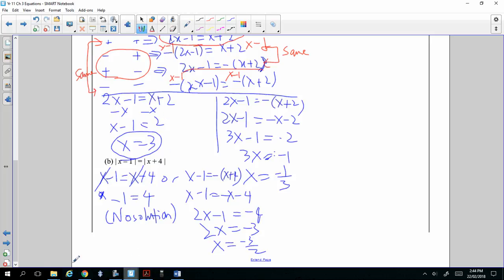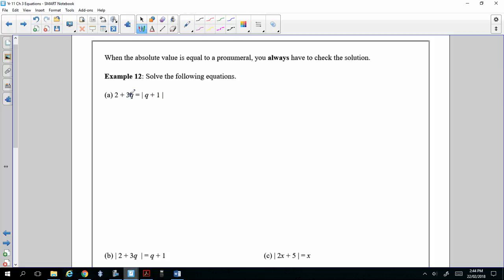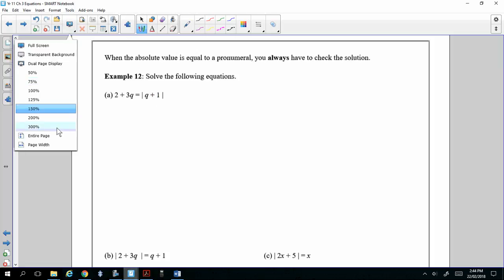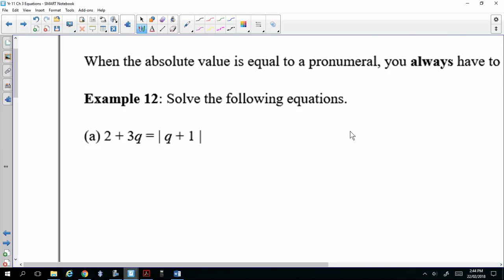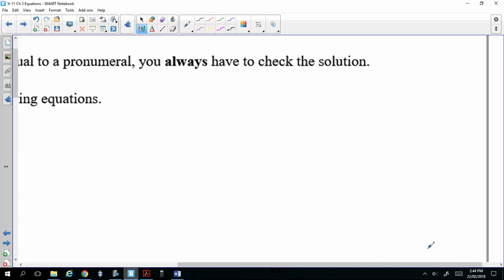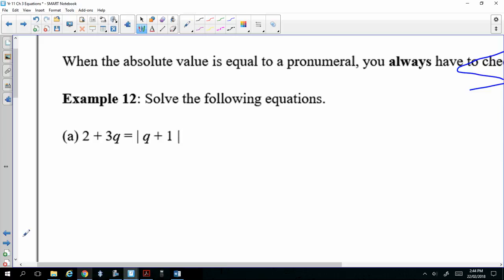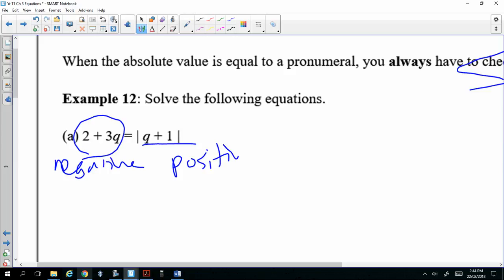Let's turn to the next page. What if you have an absolute value on one side, no absolute value on the other side? You just do two cases as well. But the only thing extra you have to do is to check the solution. Why do you have to check the solution? Because this side could be negative and this side is always positive, so then you get this inconsistency. So you have to check your answer.